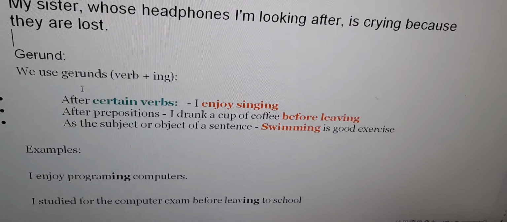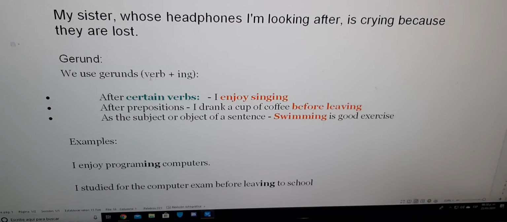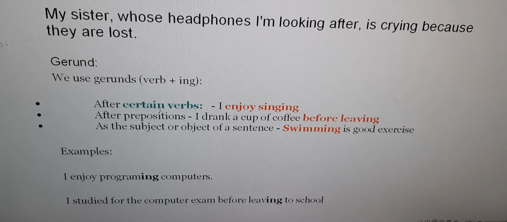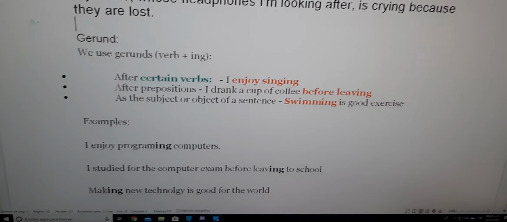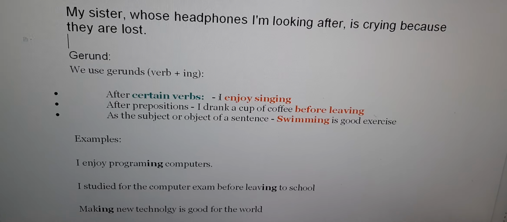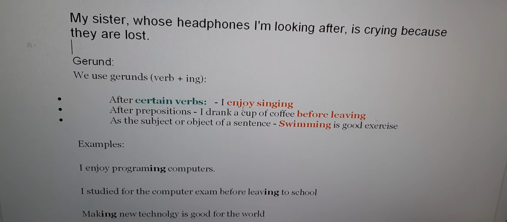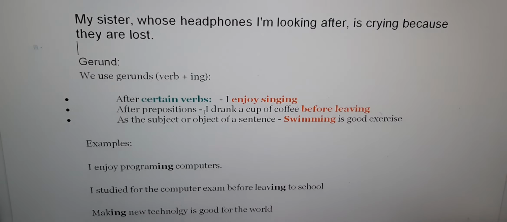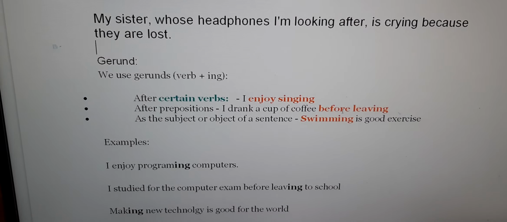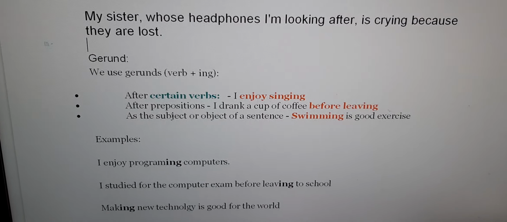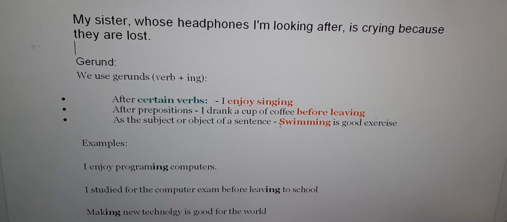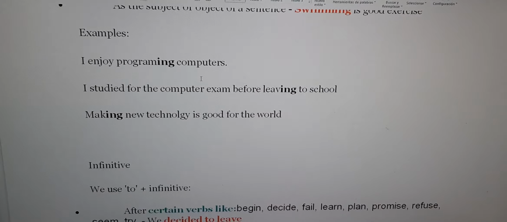Now we move on to gerund. We use gerunds, we just put a verb and it's ing. It's pretty simple. So we put it after certain verbs. For example, I enjoy singing. After prepositions, I drank a cup of coffee before leaving. As a subject or object of a sentence, swimming is a good exercise.